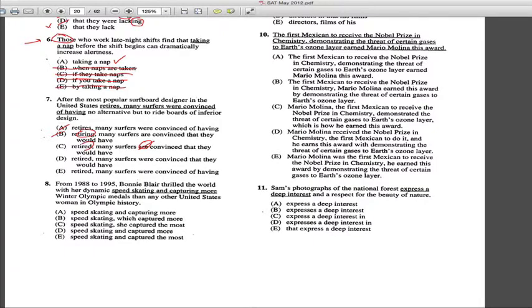This is past, so we want to keep our tense continuous. Were convinced. Okay, past. Then they would have. Okay, makes sense. Many surfers were convinced of having. See, this can't work. You can't just put past, present. It simply doesn't work like that. So answer choice D. And let's keep going.